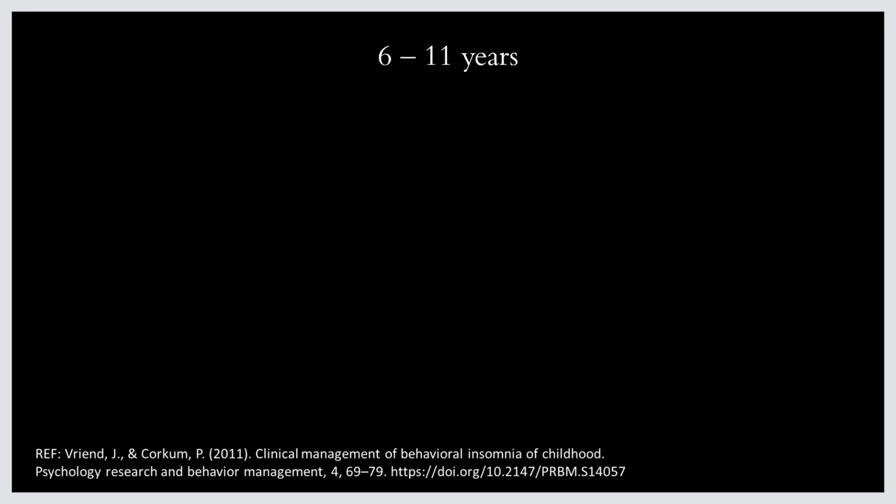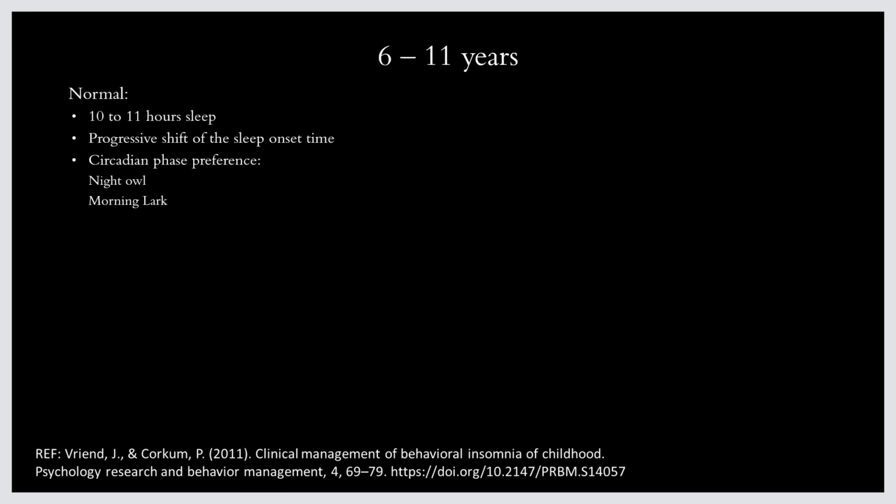And finally, the 6 to 11-year-olds, where we have a normal sleep time of 10 to 11 hours. A progressive shift is happening. It is not because of them, it is because of their hormones which have started kicking in, and some of them are night owls, or some of them are morning larks. They go to sleep early or late.